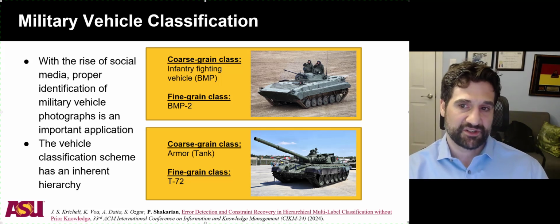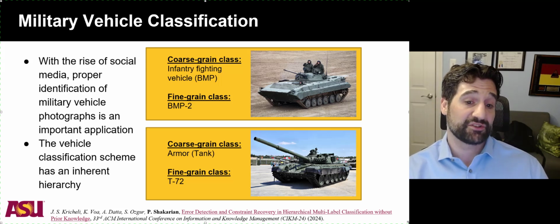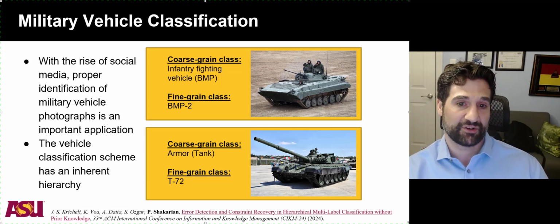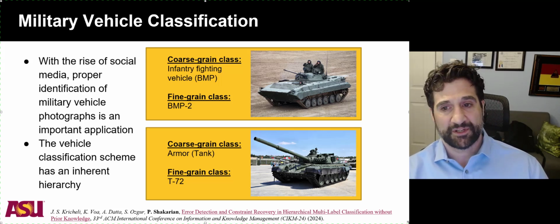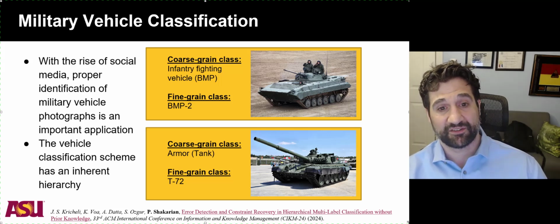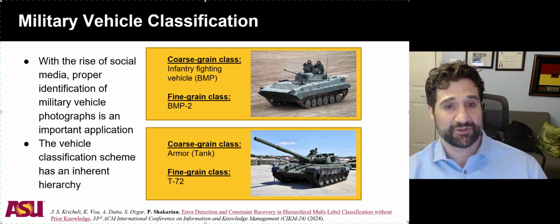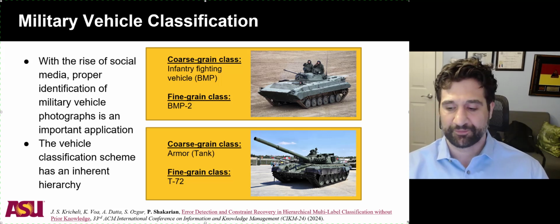Now looking at our next use case for the second paper, the CICAM paper, we were inspired by multi-class classification with hierarchical labels. So you see in this military example, you have something like a T-72, which is a specific kind of tank, and tank is a general category. Whereas BMP, you see it has tracks like a tank, but it's not a tank, it's actually an infantry fighting vehicle. And so you have to differentiate between coarse-grain and fine-grain labels.